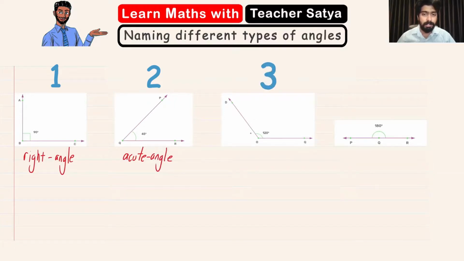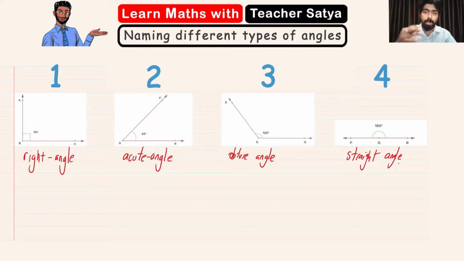Now in question number 3, the angle is 120 degrees, which is greater than a right angle and less than a straight angle. So when an angle is greater than a right angle and less than a straight angle, it is called an obtuse angle. Right, guys? And finally, when an angle is straight and is exactly 180 degrees, we call it a straight angle. All right, guys? And that is how you would name angles, knowing the measure of the angle.